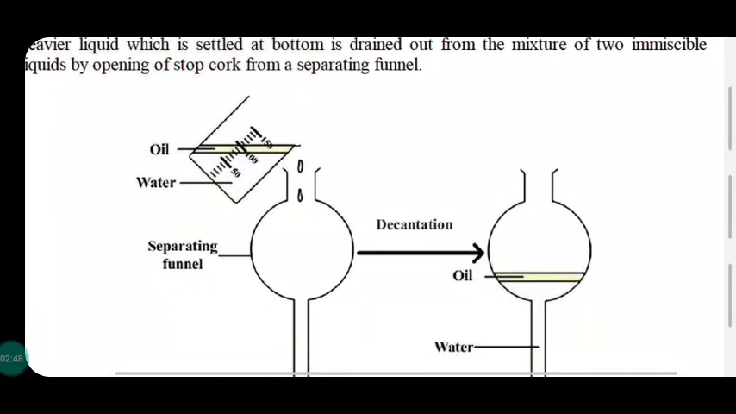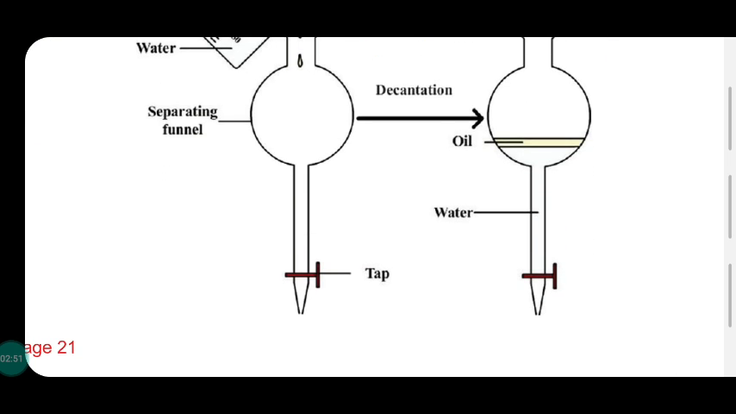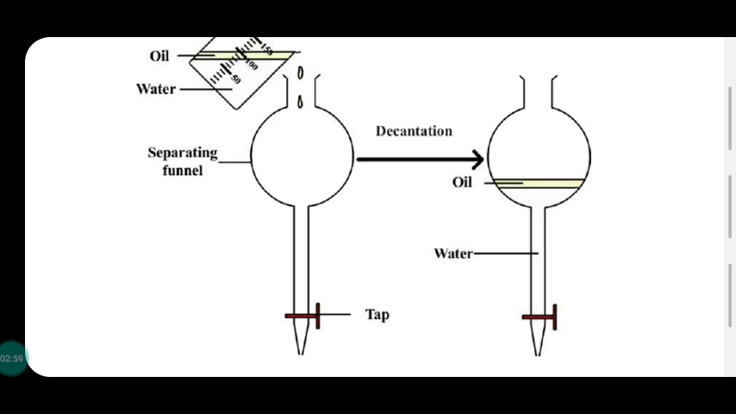See the picture of a separating funnel. A round-bottomed flask with a narrow neck having a tap at the bottom. The content is poured in this round-bottomed flask. Fix it on a stand and keep it undisturbed for some time. The liquid starts separating. Oil floats on the top and water at the bottom.